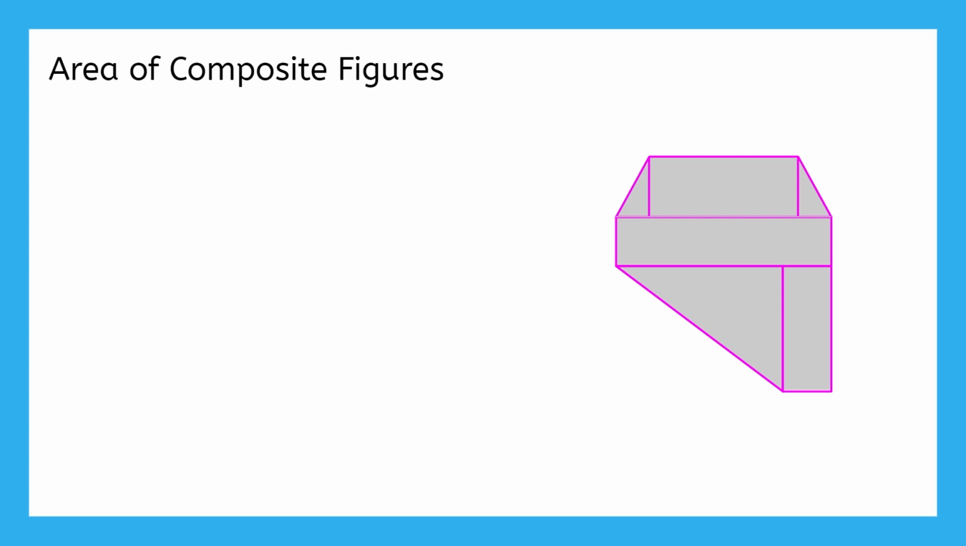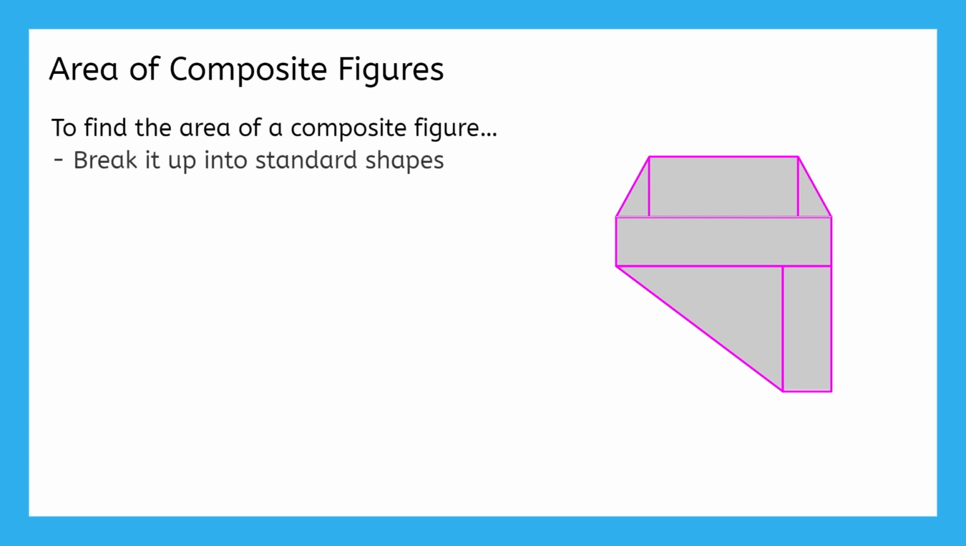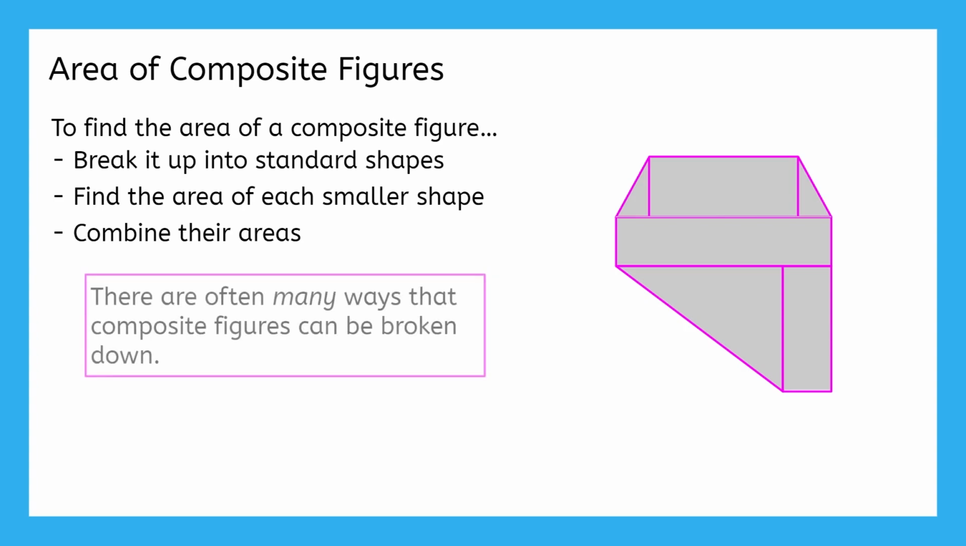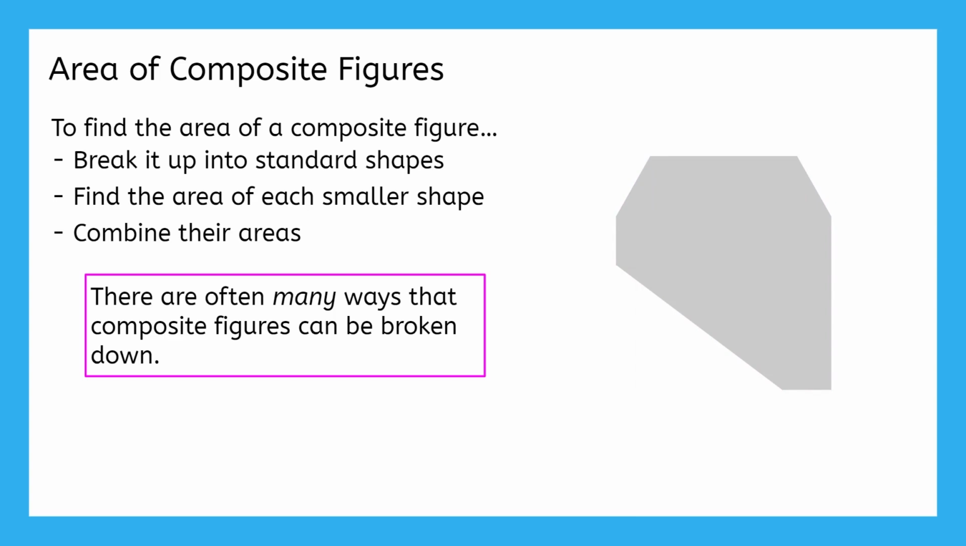So, to find the area of a composite figure, you just want to break it up into standard shapes that we can find the area of, like rectangles, triangles, parallelograms, trapezoids, circles, and sectors. Then you can find the area of each smaller shape and just combine their areas to get the total area of the whole composite figure. There are often many ways that a composite figure can be broken down into standard shapes. In fact, can you think of another way to break up this one?